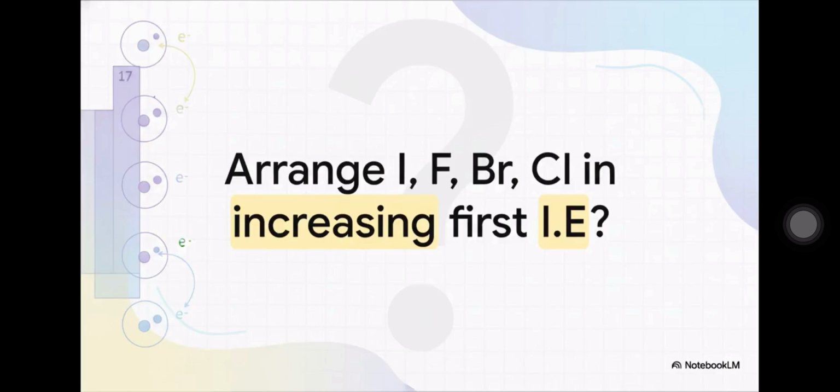We've got 4 halogens: iodine, fluorine, bromine, and chlorine. If you had to arrange them in order of increasing first ionization energy, how would you do it? How would you rank them from the absolute easiest to steal an electron from to the absolute hardest? Take a second to picture where they sit in their group on the table.